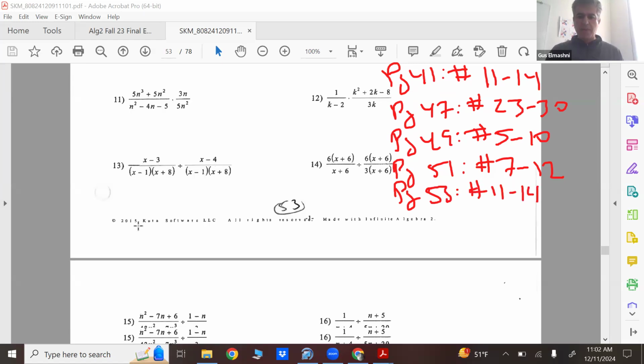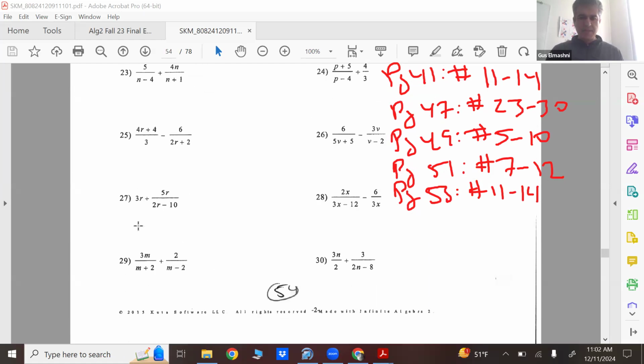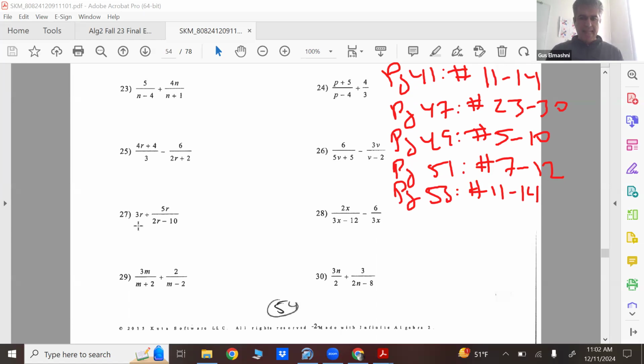Guys, quiet. Page 50, 11 through 14. Page 54, 25 to 30. Hey guys, unless you're working, please focus. I'm trying to help you guys.